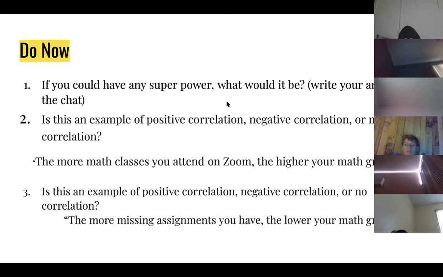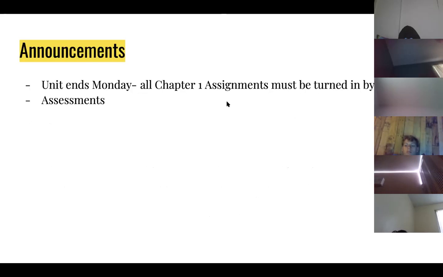Good. And those statements were important because that leads me to my announcement. So unit ends Monday. So today's the last day for this unit. So that means that all chapter 1 assignments must be turned in by 11:59 tonight if you want them to count. So the more missing assignments you have, the lower your grade is. So make sure that you don't have any missing assignments and you get everything turned in today.